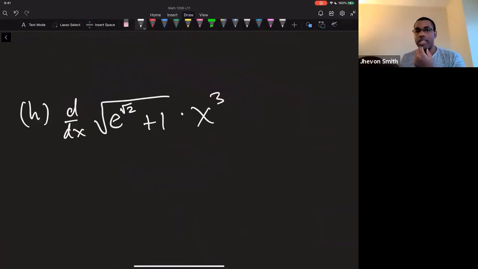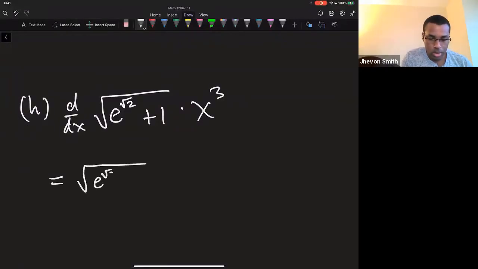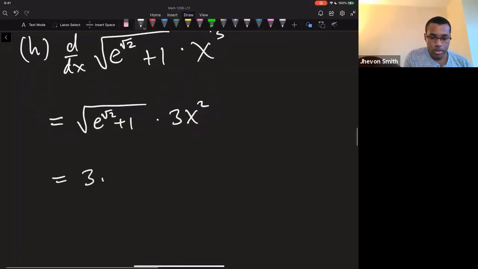So here I have essentially a constant times x cubed. How do we differentiate a constant times x cubed? Do we just use the power rule? So is it just 3x squared? Right. So we have the constant factor rule, which says you leave the constant alone and you differentiate the function, right? So it's that.